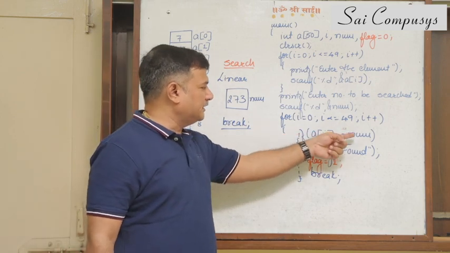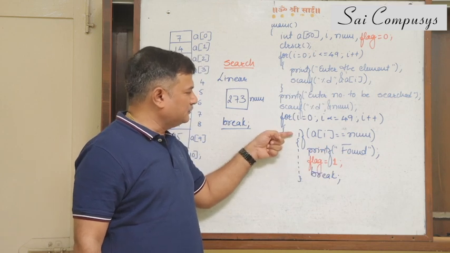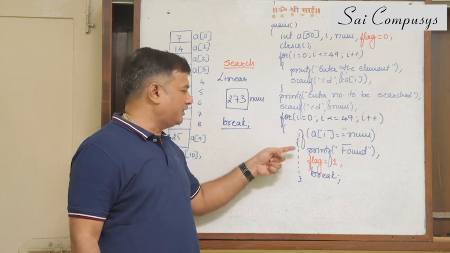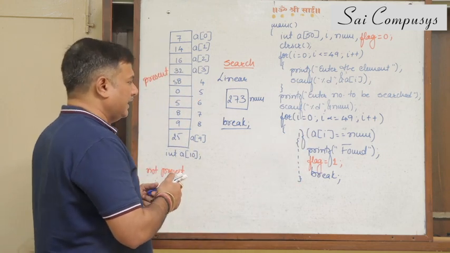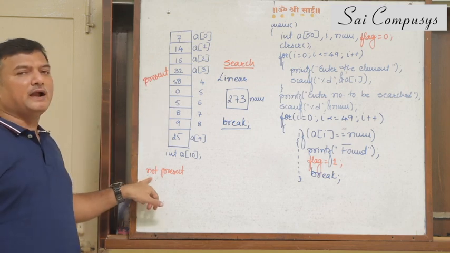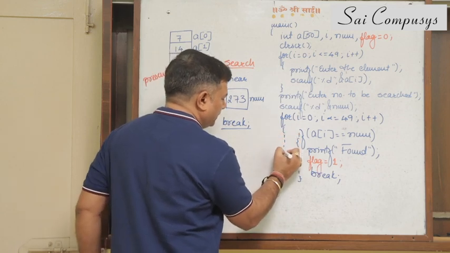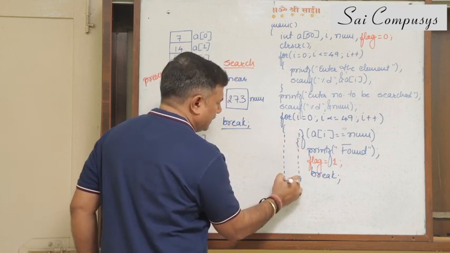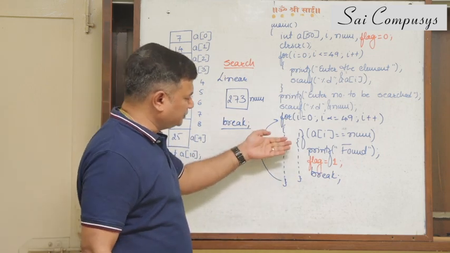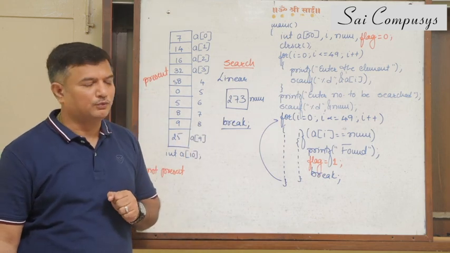So if A of I is equals to num, you are free to say that the number is found, it is present. But if it is not present on A of I, you need to check on to the next position. So never write down the else over here. As I have already told you, present is inside the loop, not present should be done at the completion of the loop. So terminate your for loop here. This for loop has to be terminated over here, and at the completion of the for loop, you can print that the number is not present or it is not found.